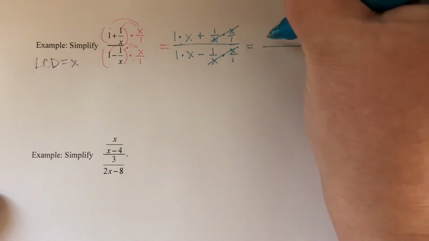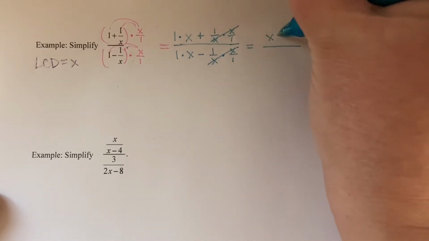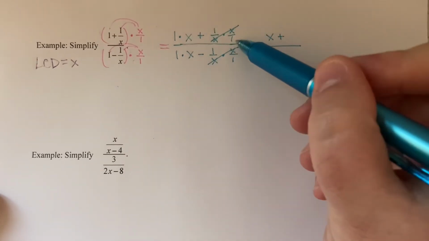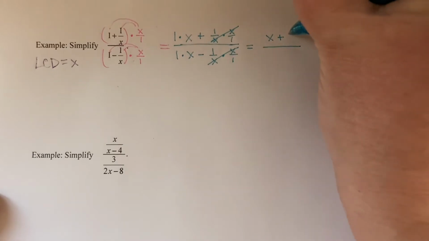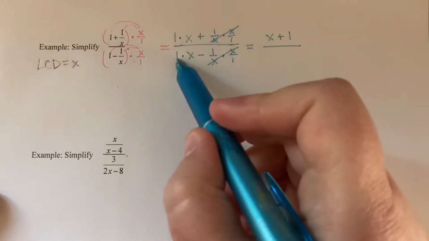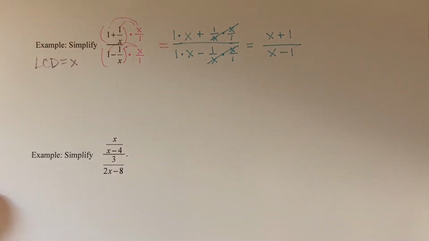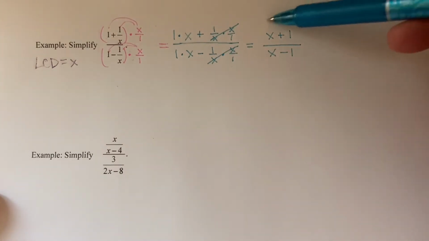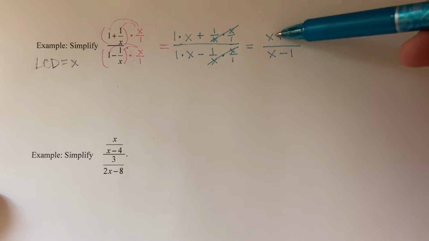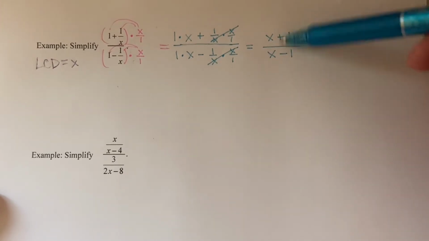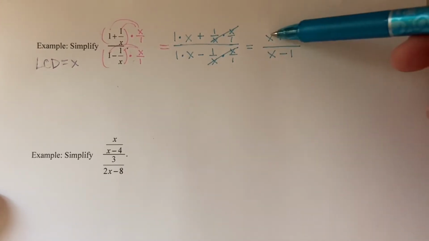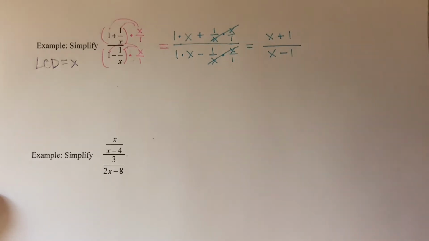So what I get then, 1 times x is x. And then over here, the x is canceled, so we're just left with 1. 1 times x is x, and now it's minus 1. And this is fully simplified. I can't cancel the x's or the 1's because there's addition and subtraction here. These aren't the same factor.